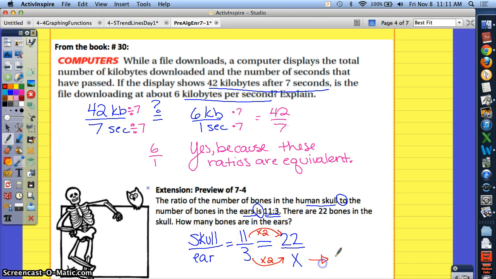I hope you're seeing that. This is just an extension, so if you're not, that is okay. And that represented the bones in the ear. So this is just a preview, guys, to 7-4. All right, great work.